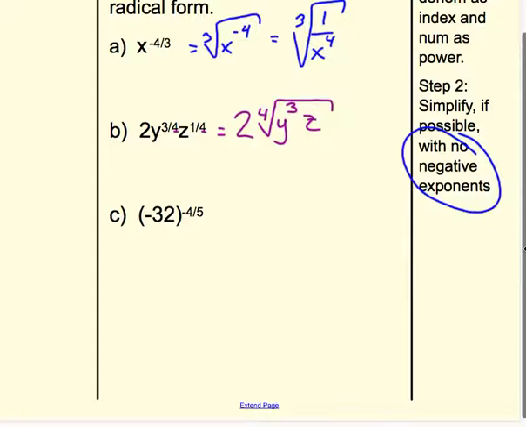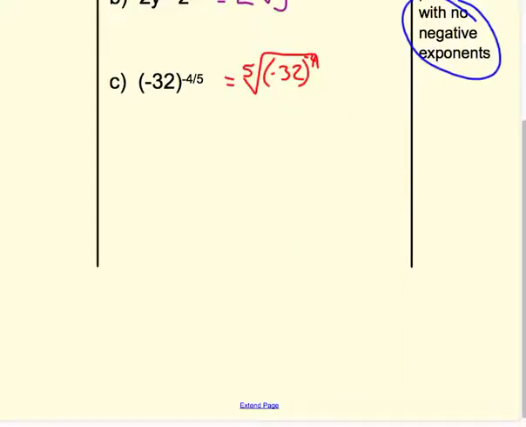Last one, we again have the 5th root, because 5 is the denominator of the exponent, and we have -32 to the -4th power, because -4 was our numerator. Again, no negative exponents, so I'm going to flip this -32 to the denominator. And actually, as I simplify this, what happens when you raise a negative number to an even power? Once I move it to the denominator, I'm going to have -32 to the 4th power.